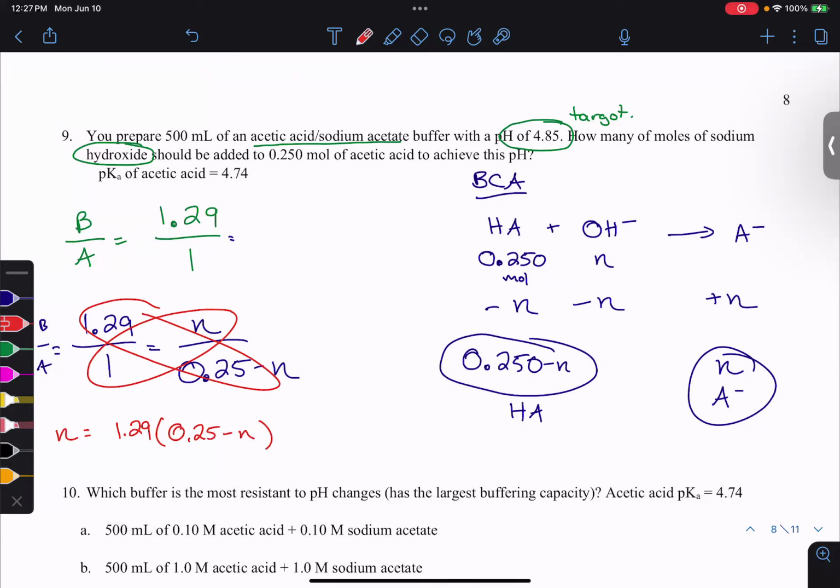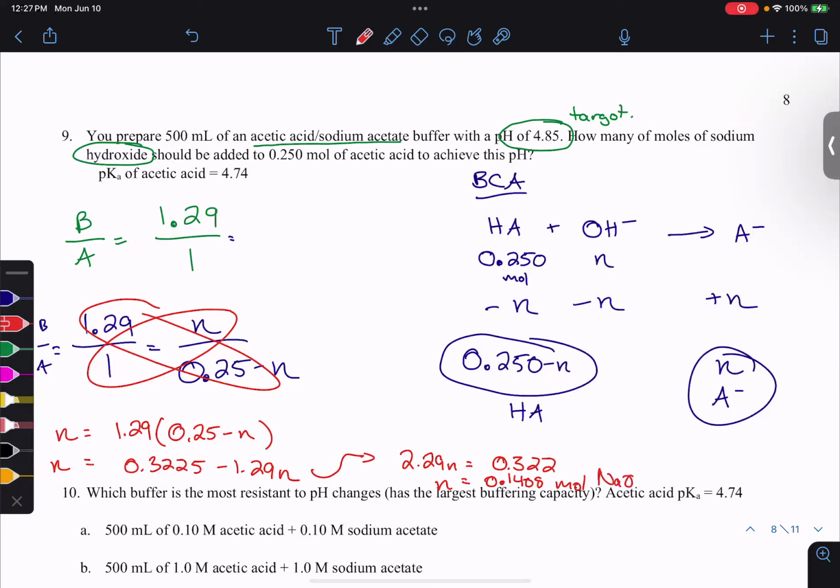So 1.29 times 0.25. So N equals 0.3225 minus 1.29 N. So moving some stuff around, you get 2.29 N equals 0.322. So you get N equals 0.141408 moles of sodium hydroxide is required, right? So this is a type 2 buffer where you do a BCA first. That one is definitely harder than the previous one, all right?